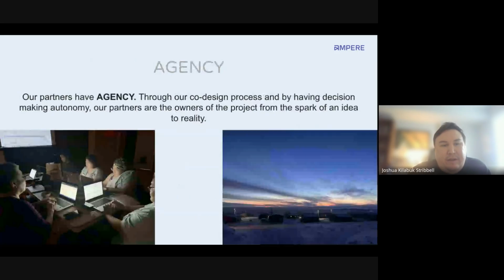Next slide. So our partners have agency through our co-design process and by having decision-making autonomy.